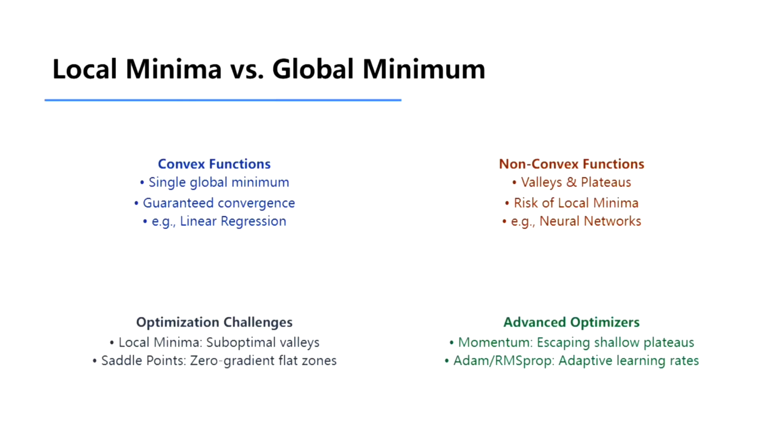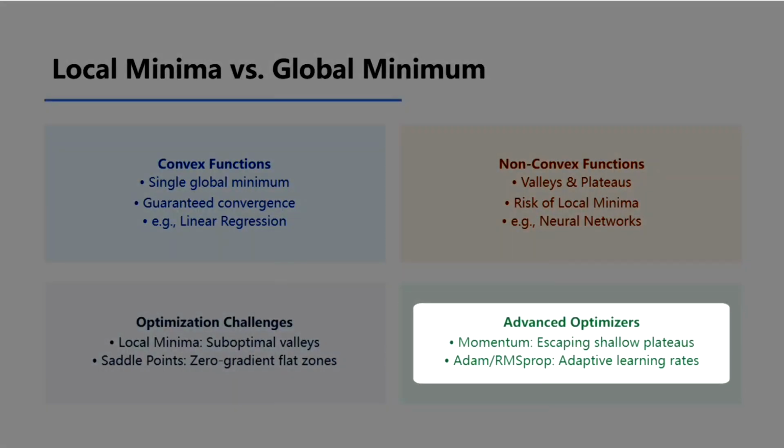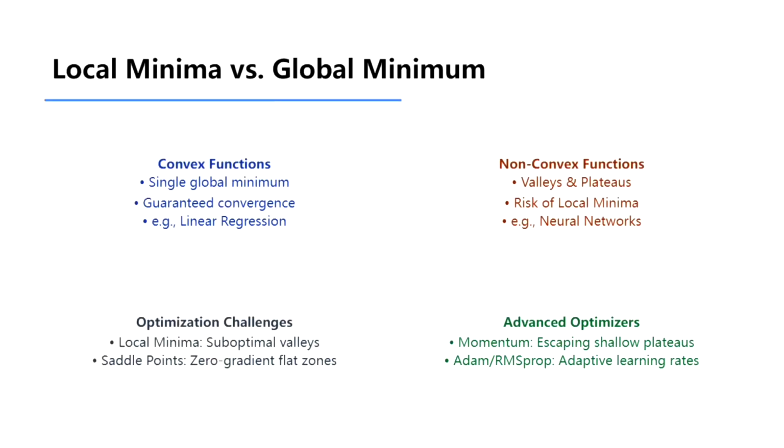We also have to watch out for saddle points, where the gradient is zero but we haven't reached a minimum at all. To overcome these, we use advanced optimizers like momentum, Adam, or RMSprop. These methods use the history of the gradient to help skip over shallow plateaus and push past local traps.